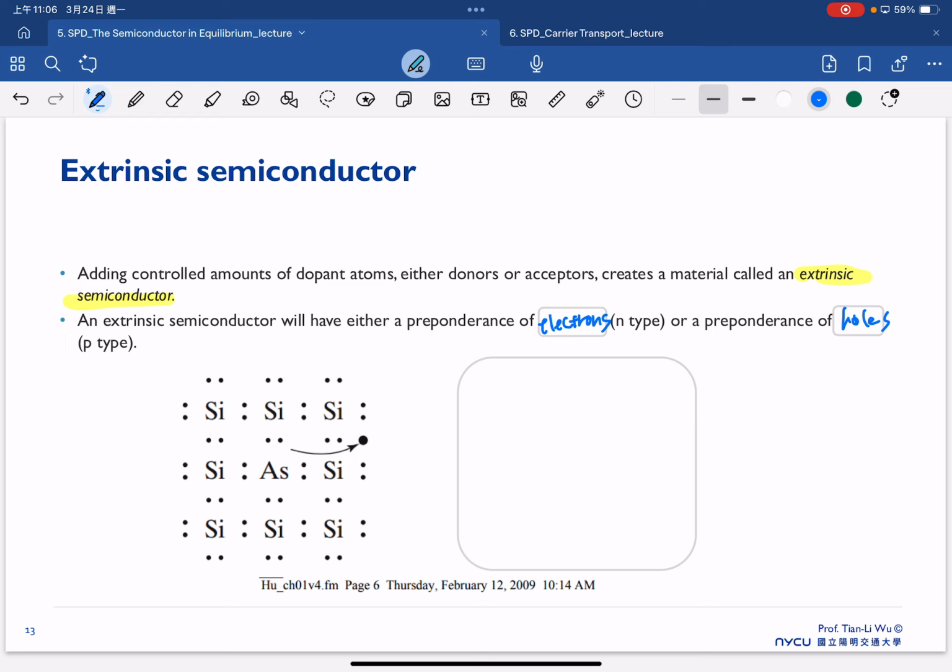So in this case, you can see the left-hand side is one that we dope with arsenic. In the case of arsenic, we have 1, 2, 3, 4, but an additional 5 here. So this is N-type because arsenic actually donates 1 additional electron. So that's why we call it a donor here.